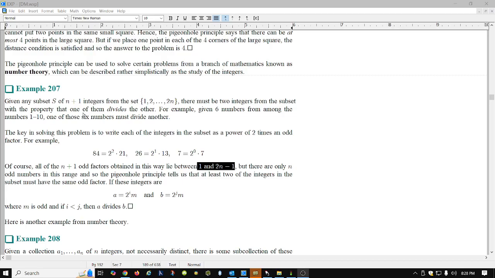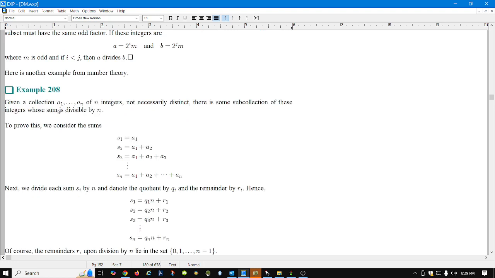This is a problem that you might spin your wheels on for some time unless you think of this key idea of factoring the integers in this way. And then the pigeonhole principle becomes relatively apparent and you can solve the problem. So I'm not saying this is an easy problem. It takes an idea.